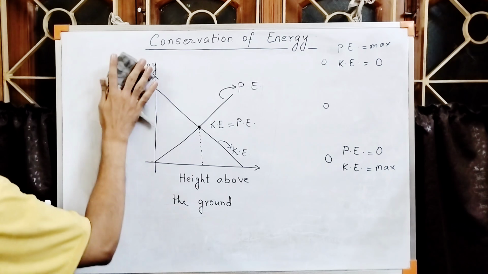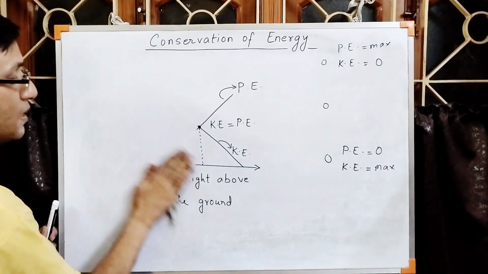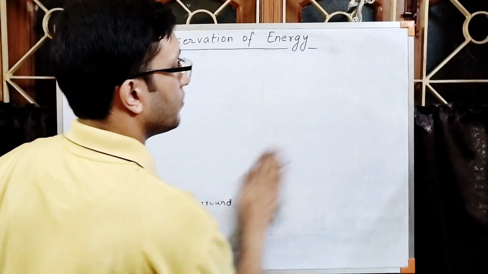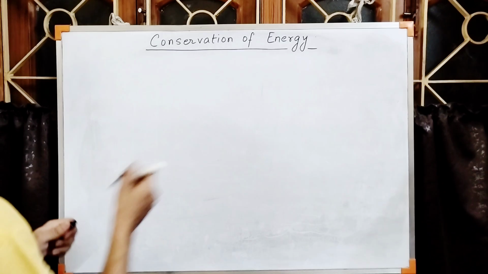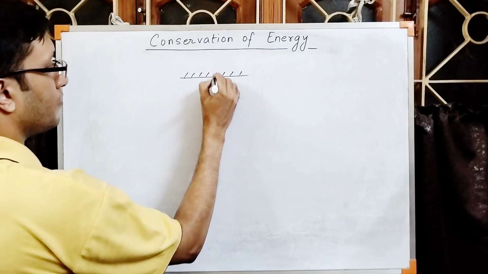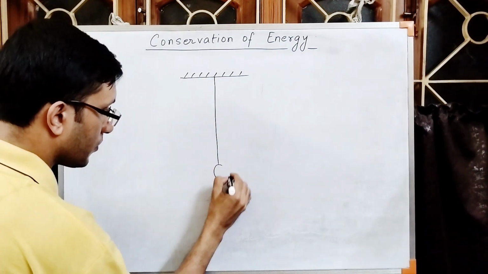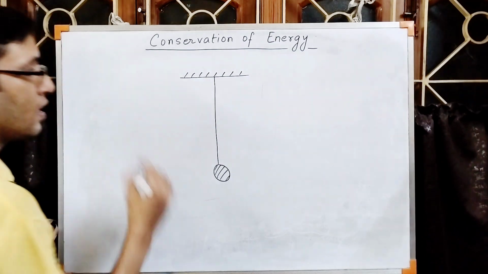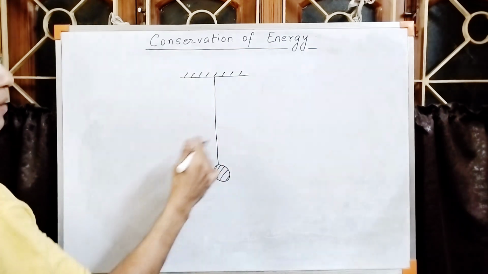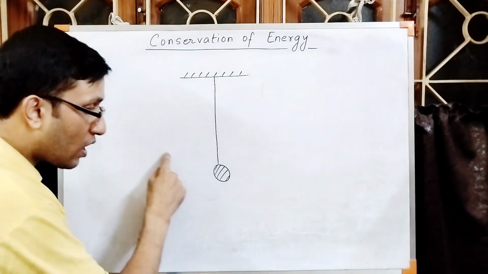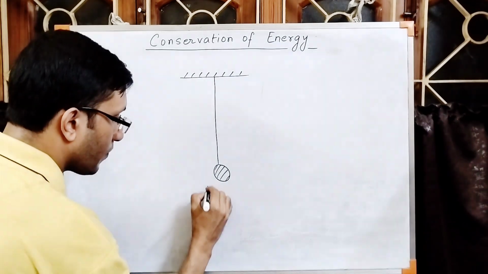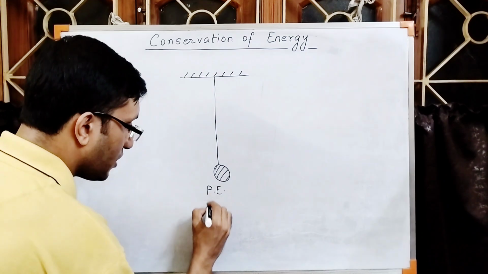Now let us move on to the case of a simple pendulum. So this is the fixed support where the pendulum is suspended from. This is the bob of the pendulum. Now, when we take this bob either this way or this way, the bob has always a tendency to come back to its mean position. So here we will find out potential energy and kinetic energy.